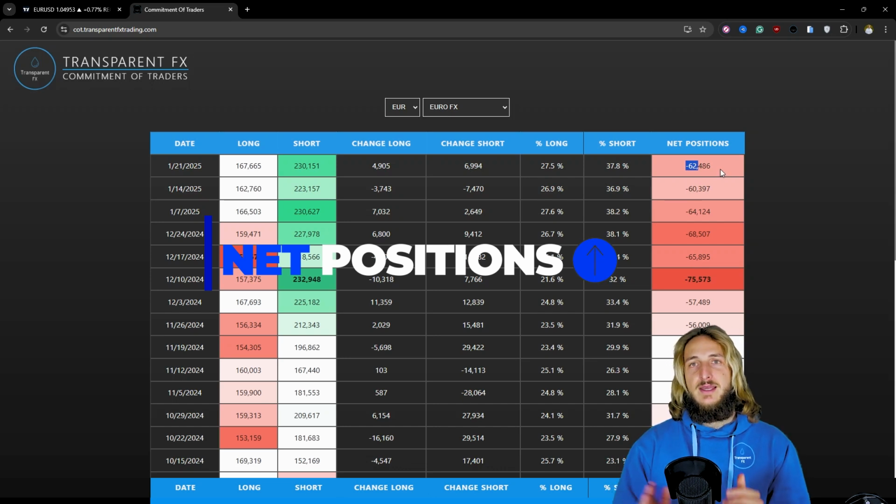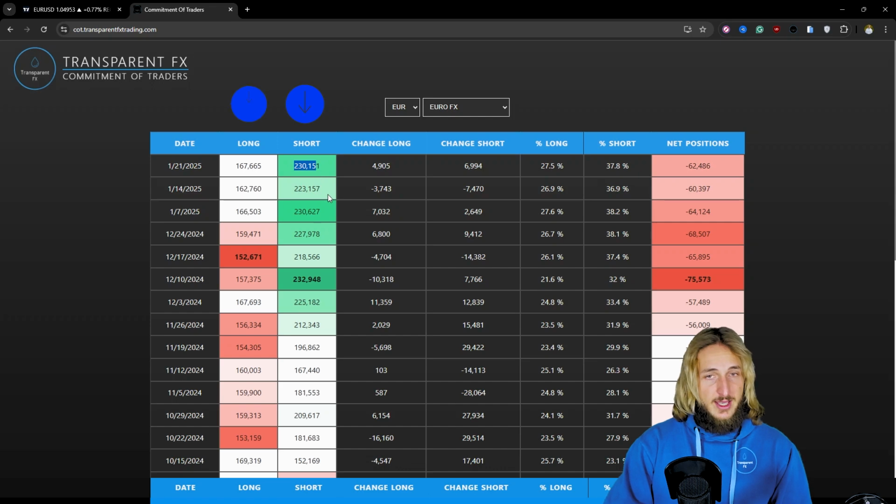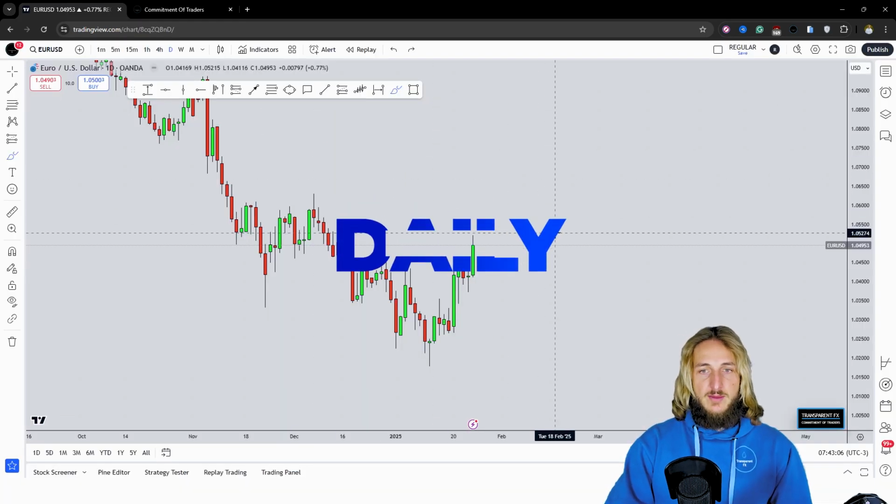So clearly, institutions with the last reports have been moving aggressively back to the bullish side for the EURUSD, increasing their longs from 152k to 167k and decreasing their shorts from 232k to 230k from an institutional perspective. So let's keep all of this in mind and move back to the chart.